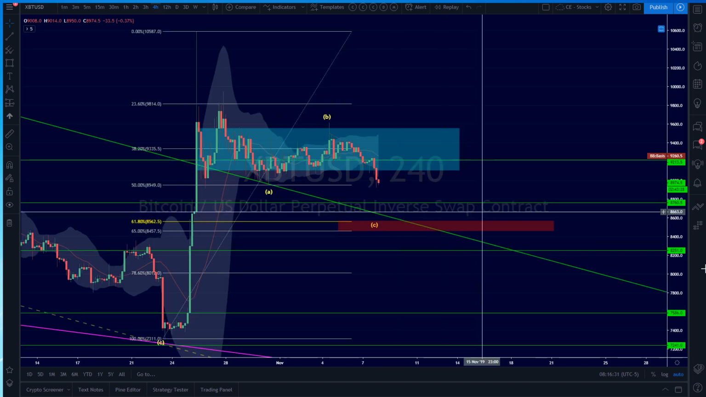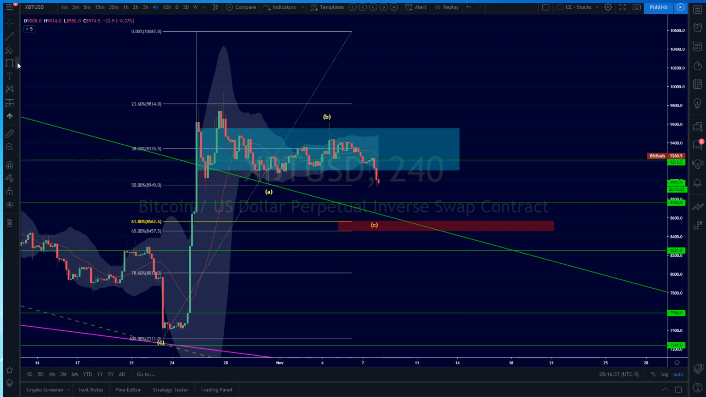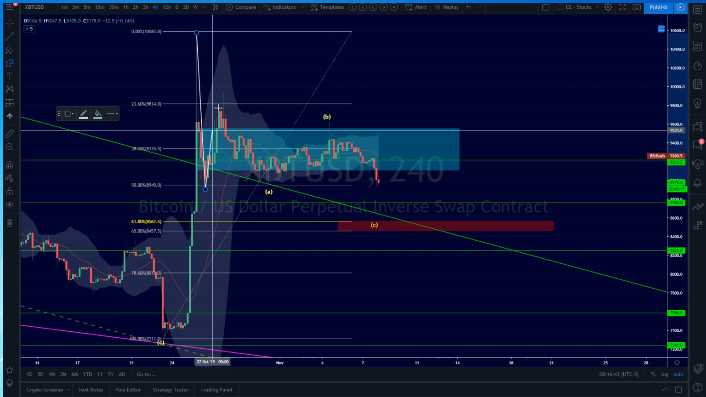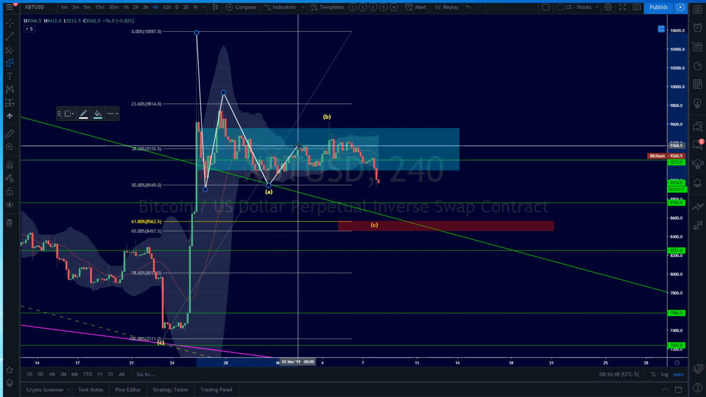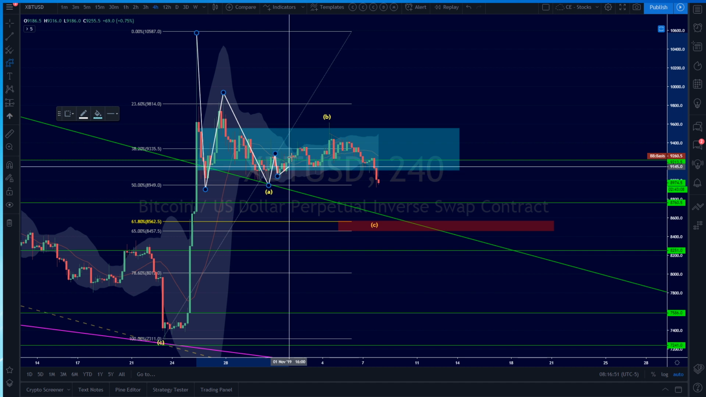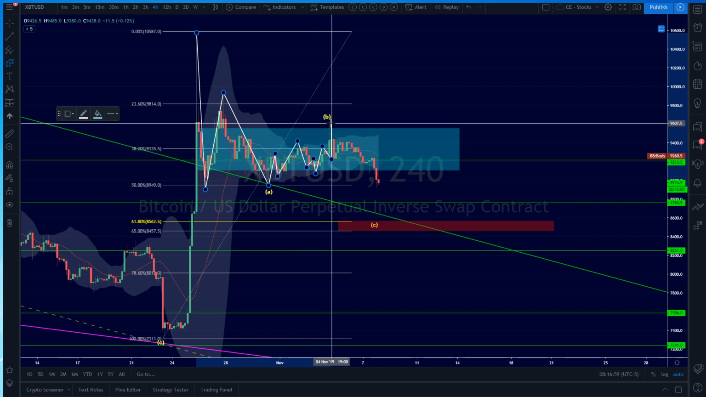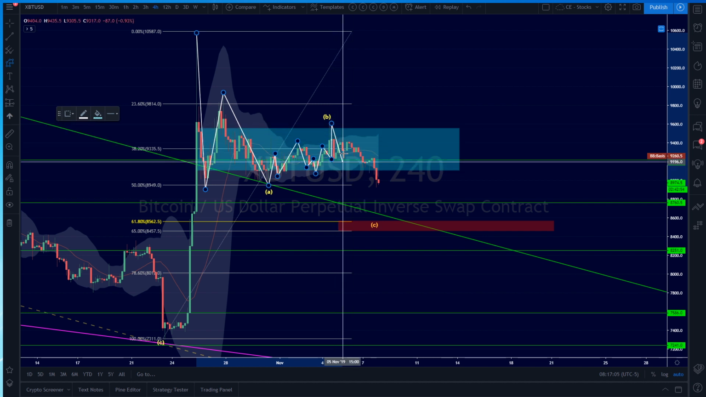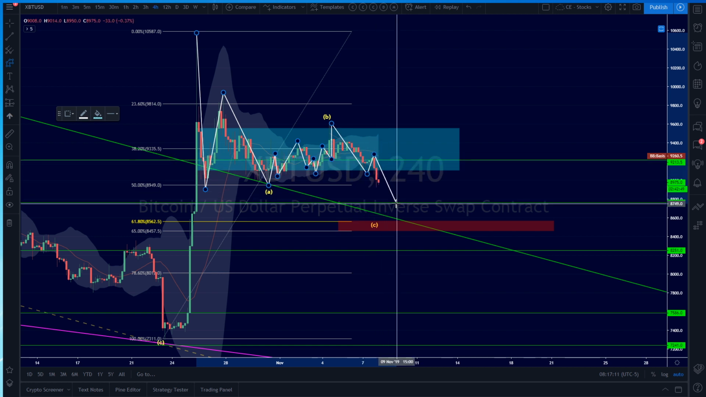I'm going to go down to a 4-hour, and I want to take a look here at our correction. So let's plot this out. What we had from the top was an A, B, C into the A, and then an A, B, C into the B, and then an A, B, C into that B. And now we're looking at A, B, and then we're going to come down here for the C.